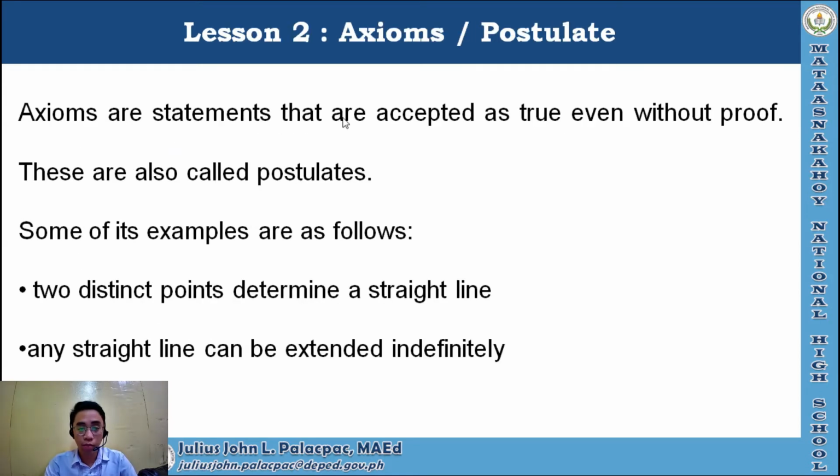Next, axioms are statements that are accepted as true even without proof. So, tinatawag din itong postulates. Some of its examples are as follows. Two distinct points determine a straight line, and a straight line can be extended indefinitely. So, ito yung accepted as true without proof. Yun yung mga tinatawag na axioms.